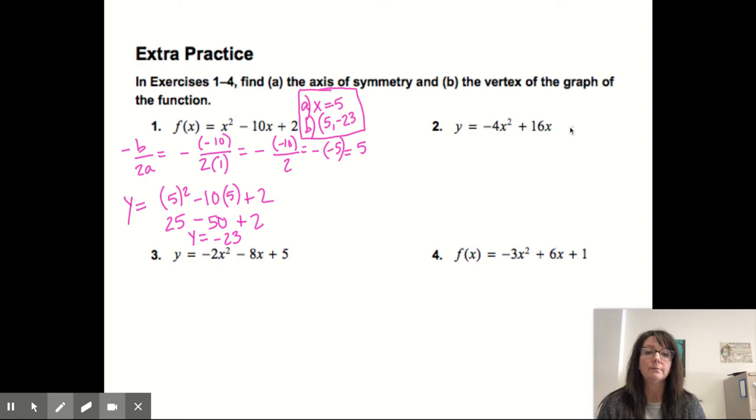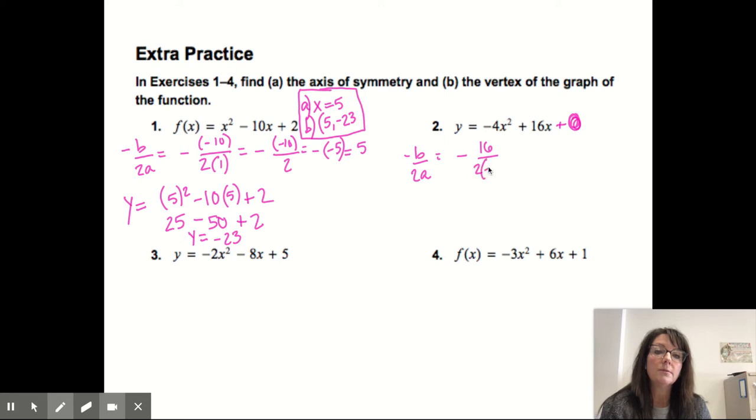Okay, number 2, y is equal to negative 4x squared plus 6x. So this is our a, this is our b, where's our c? Anytime you're missing a piece, we use zeros as placeholders, okay? So might as well just get started using those now. All right, so negative b over 2a is going to be equal to negative 16 over 2 times negative 4, okay?